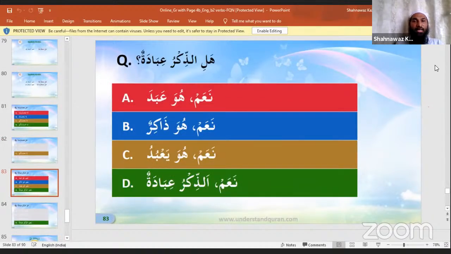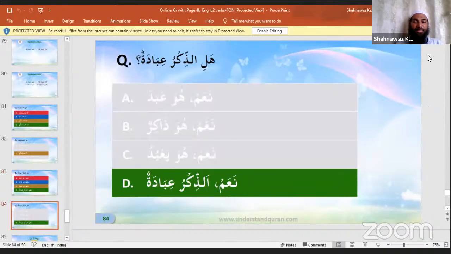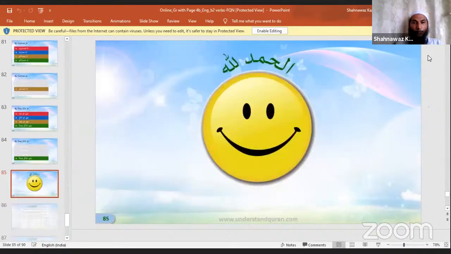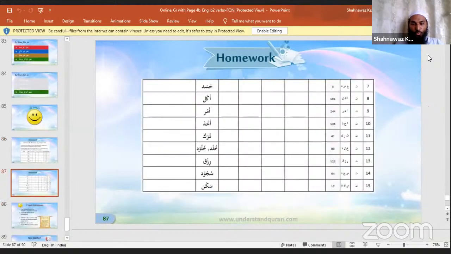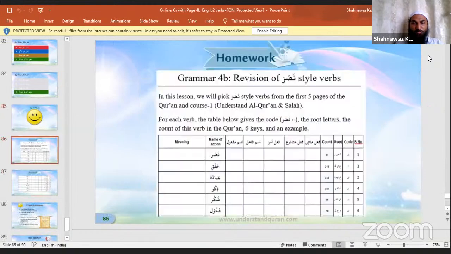هل الذكر عبادة؟ Is dhikr worship? نعم هو ذاكر. نعم الذكر عبادة. This is simple. The question has the answer in itself. Waiting for the answers. Waiting for more answers. نعم الذكر عبادة.